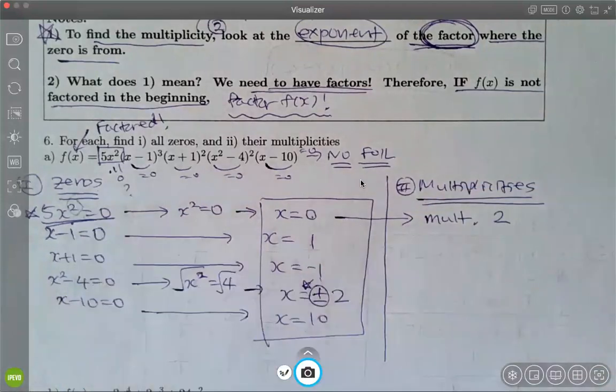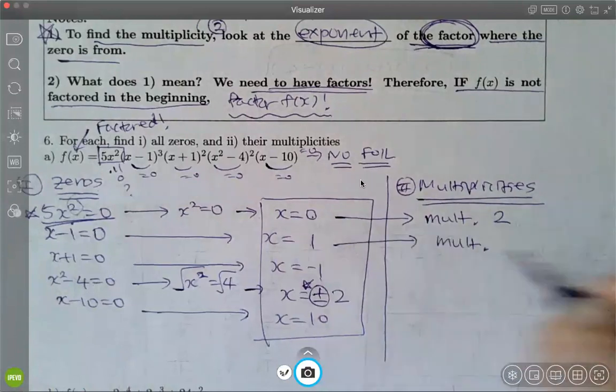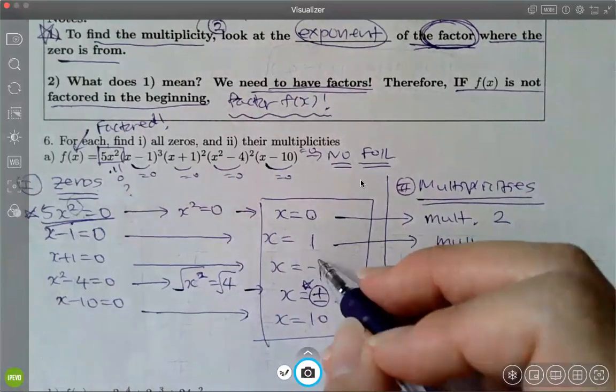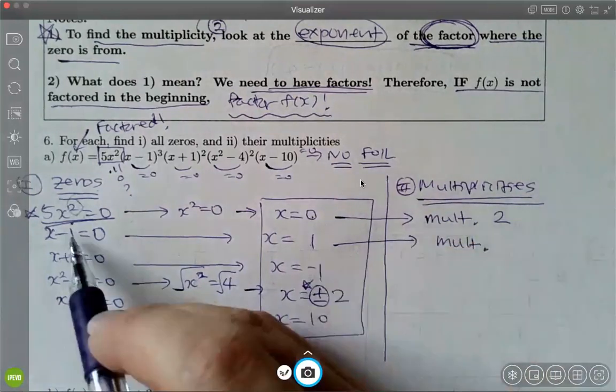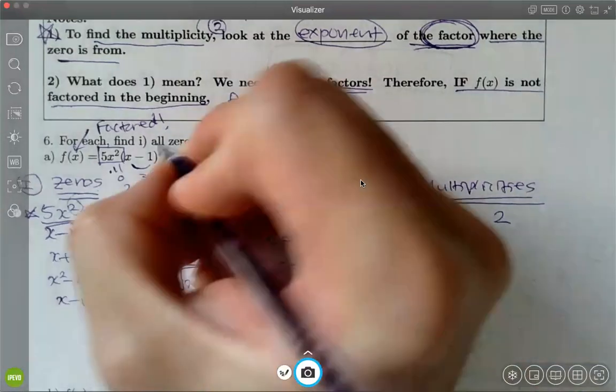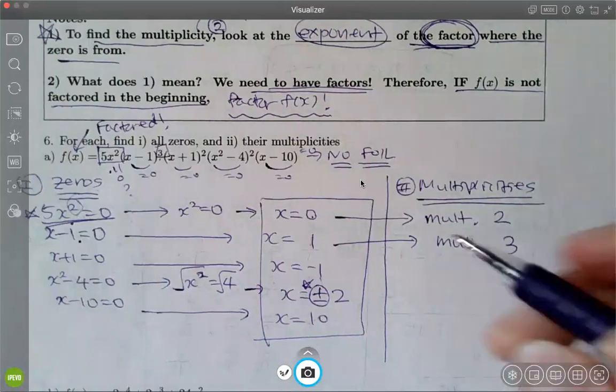And now, what is the multiplicity of 1? Okay, so now where did 1 come from? So 1 came from x minus 1. And x minus 1 came from what? X minus 1 cubed, right? So what does that mean? It's multiplicity 3. There will be 3 copies of 1, right? It's 1, 1, 1. And then for 0, we have 0, 0. There are 2 copies, right?